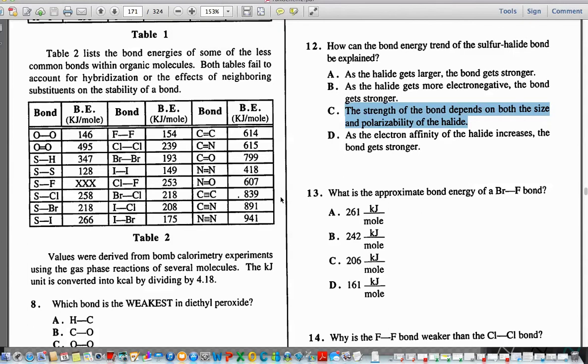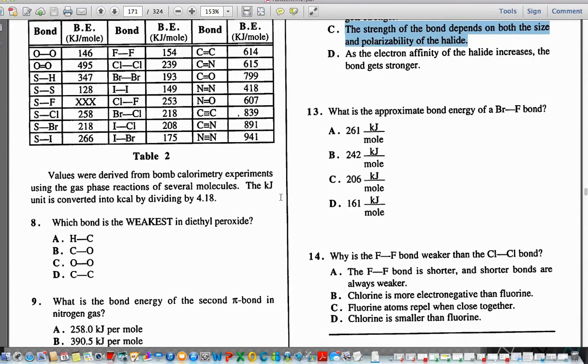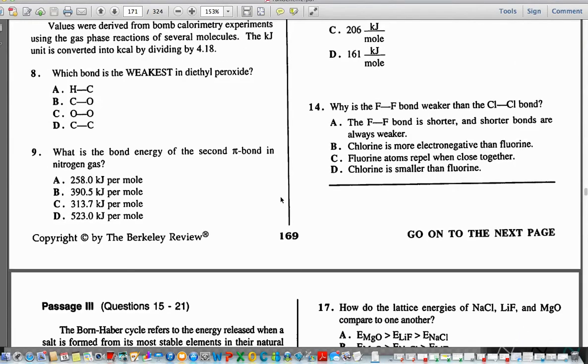What is the approximate bond energy of a BrF bond? This is what I would do.